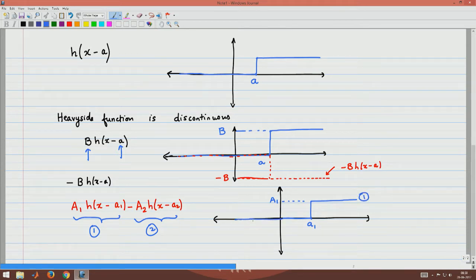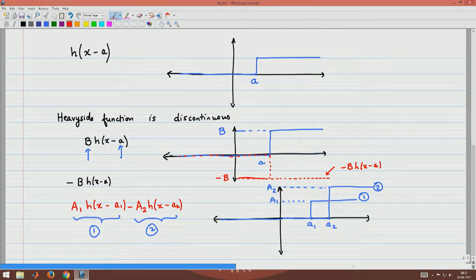This is the first function. The second function, let us say it is 0 all the way up to a2 and then it goes up all the way to A2. This is the second function. Now, if you take the difference of these two, you can see that in this region they both are 0, so their difference is 0. In this region you will just have A1 because the second function is still 0.